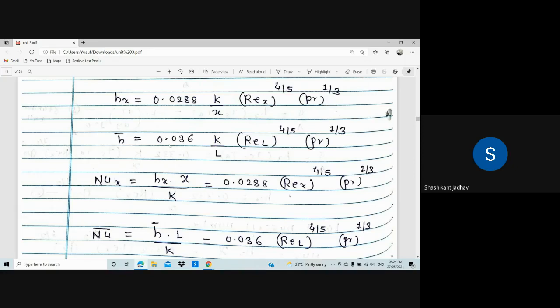So all of you write down the equation for hx. hx is equal to what? 0.0288 k by x Re raised to 4 by 5 Prandtl raised to 1 by 3.